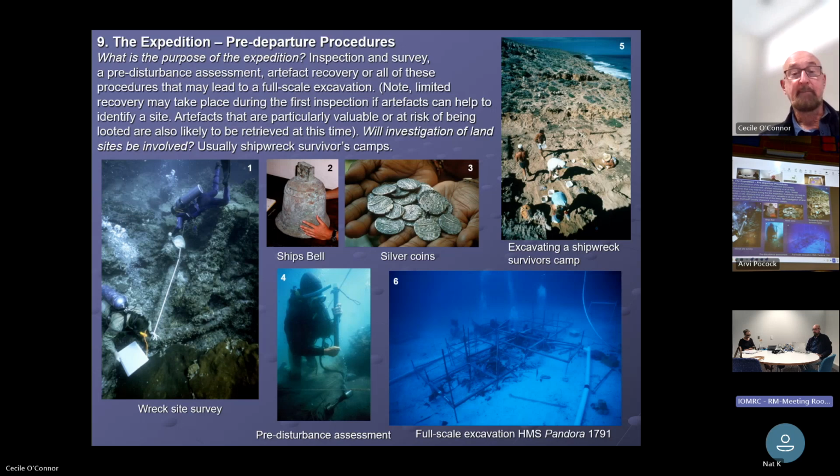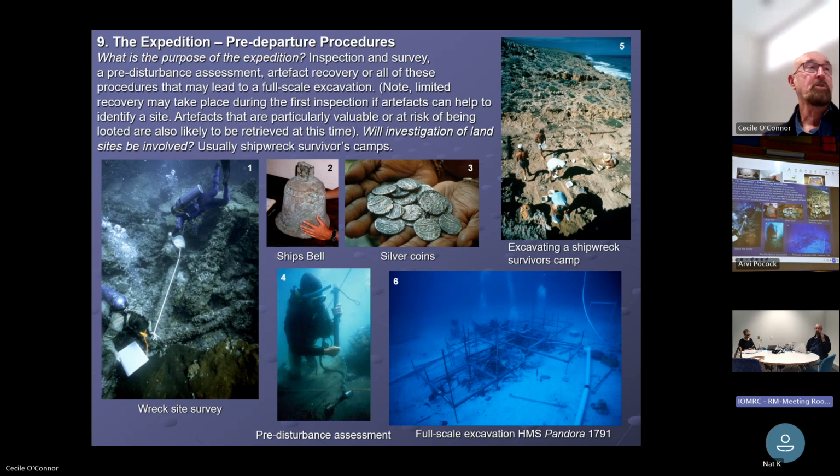Also, eventually it comes down to a full-scale excavation. So underwater here we have the wreck site of the Pandora with all the grids set up to do measurements, because it's very important to document exactly where things are and the relationship between them, because that will paint the picture. Obviously, when a ship goes down, things get mixed up.